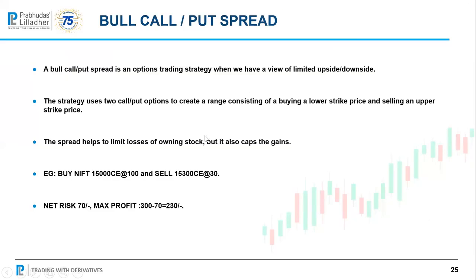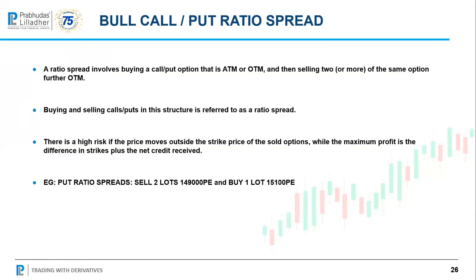So next, what are ratio spreads? It is nothing, just one leg more. In ratio spreads, it involves buying a call or put option that is ATM or ITM, and then selling two of the same option further OTM. In this case, I've taken a put example, because last time I took a call example. Let's say I'm buying a 15,100 put and selling 2 lots of the 14,900 put, which is OTM.